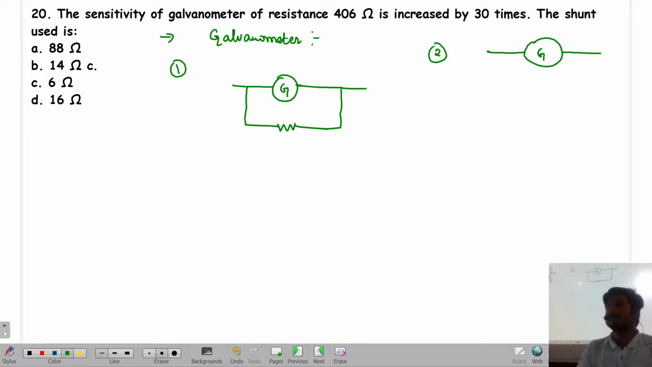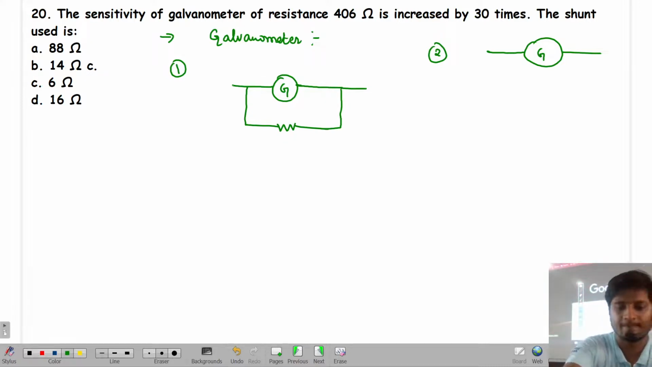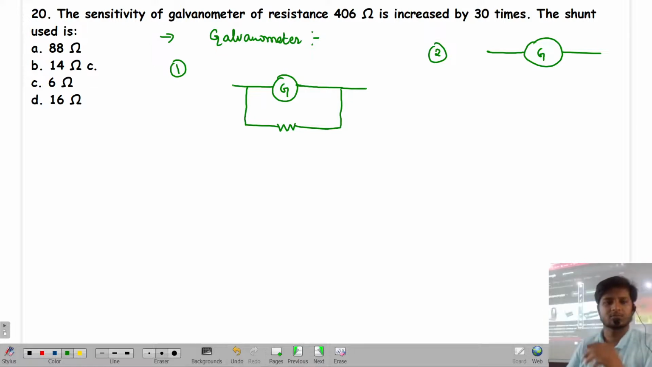Okay. Have you seen the galvanometer? You haven't seen a galvanometer. Okay. Wait. Mm-hmm. But this is the galvanometer. Got it or not?